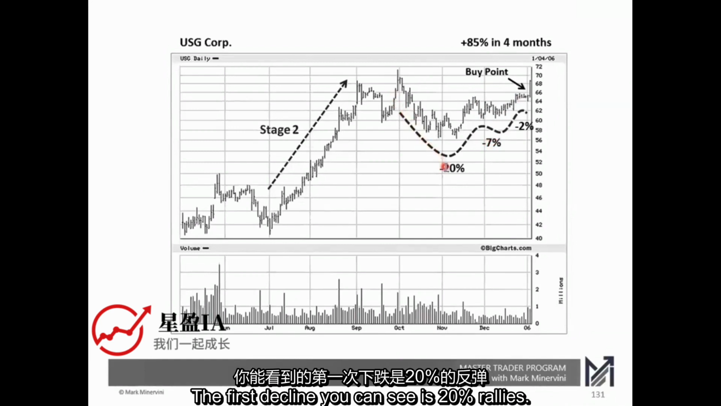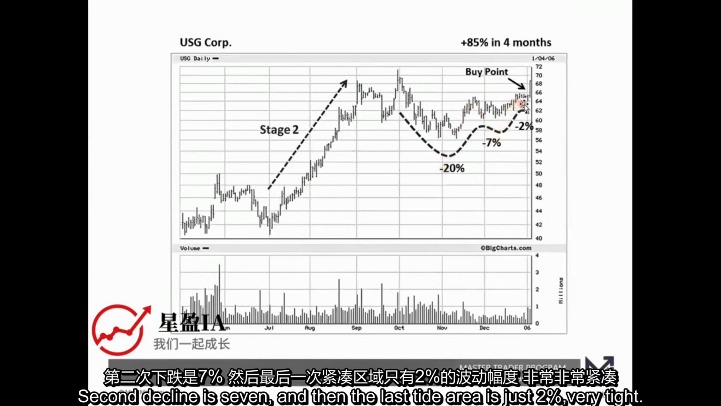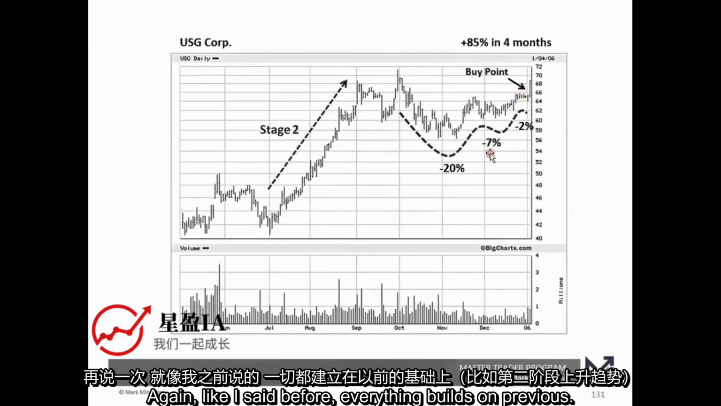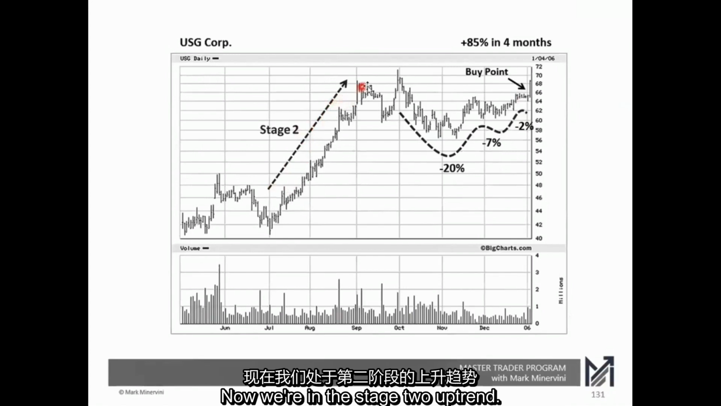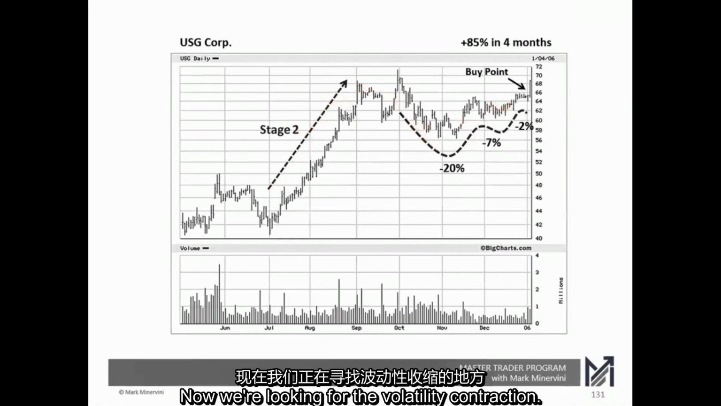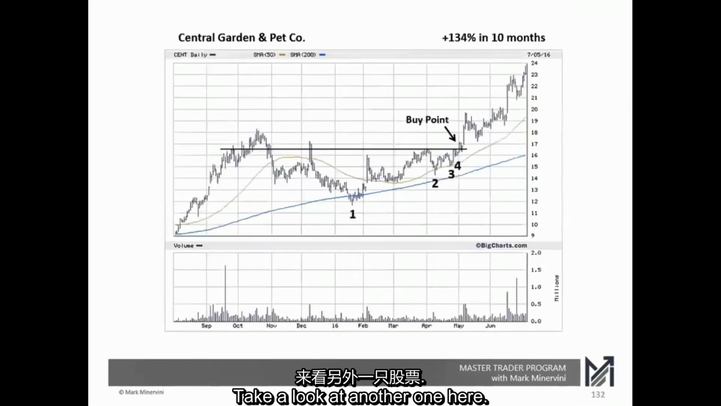The first decline you can see is 20%, then it rallies. The second decline is 7%. And then that last tight area is just 2%. Very, very tight. And again, like I said before, everything builds on the previous. So you see, we're already in a stage 2 uptrend. So now that we're in the stage 2 uptrend, we're looking for the volatility contraction. Let's take a look at another one here.